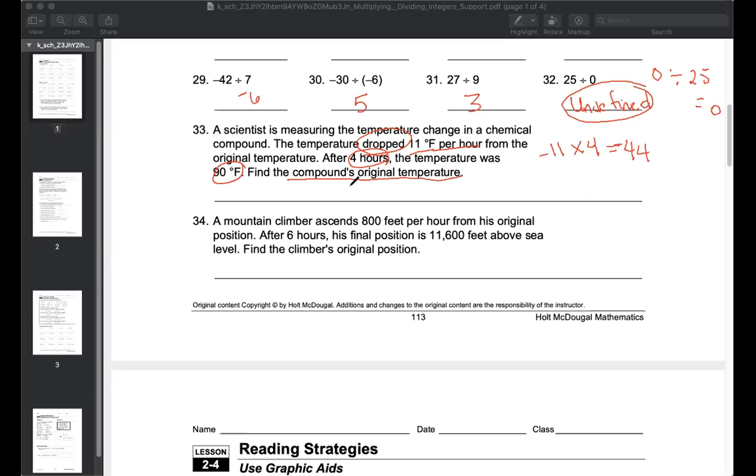Add it to negative 44. So it'll be 90 plus negative 44. Wait. Okay, no. Divide 90 by 44? Why would you want to divide 90 by 44? That's not going to work. I don't think you can do that, but subtract 44 from 90. So 90 minus 44.